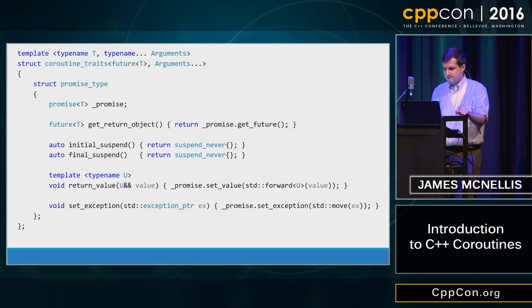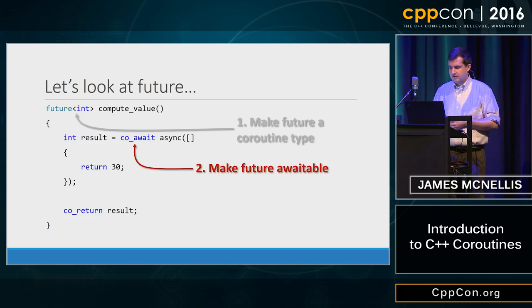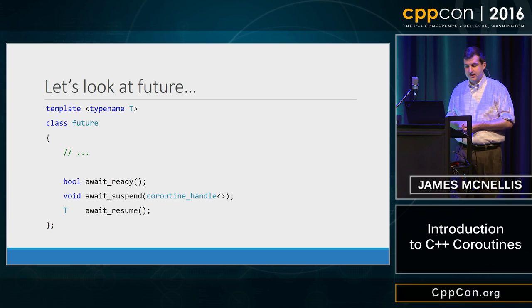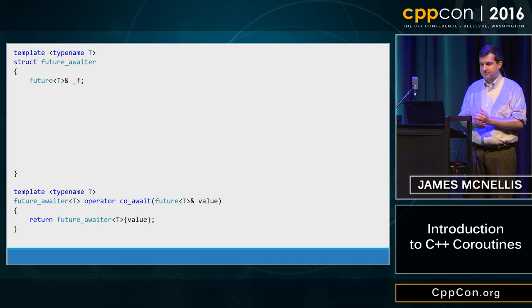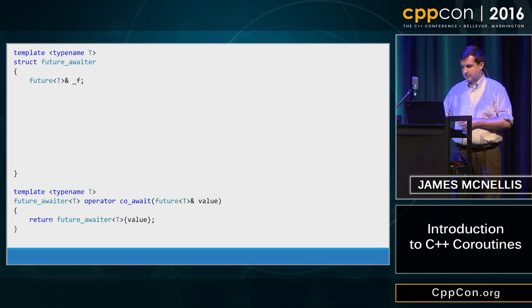So that gives us everything we need in order to have a function that returns a coroutine that returns a future of int. Now we need to actually make the future awaitable. In order to do that, we're going to have to open up future again and add those three functions: await_ready, await_suspend, and await_resume. Or if we don't want to intrusively modify future, we can implement a separate type that will provide that functionality, and we can overload operator co_await to take in the future of T and instead convert it into a future_awaiter of T. And the compiler will await on that instead.